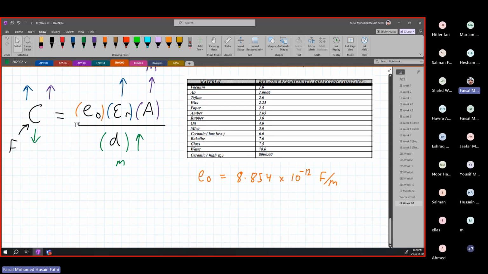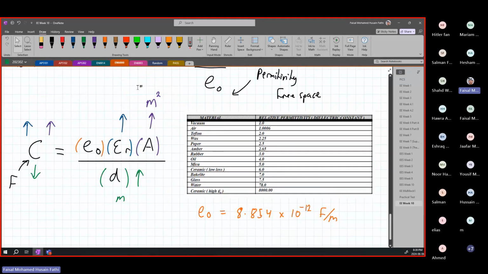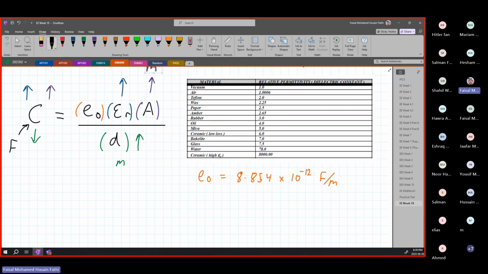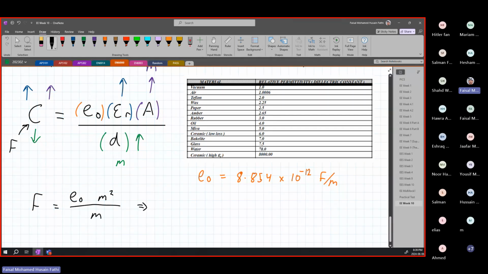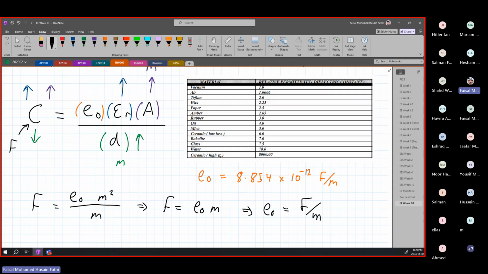If you rearrange this equation, since relative permittivity has no unit, this is m squared over m. So F is equal to E0, and let's not look at E0 for now, we'll keep it as E0. ER has no unit, so it is m squared over m, meaning F is equal to E0 times m, meaning E0 is farads over meter. This is why this is the unit, because it is a constant.